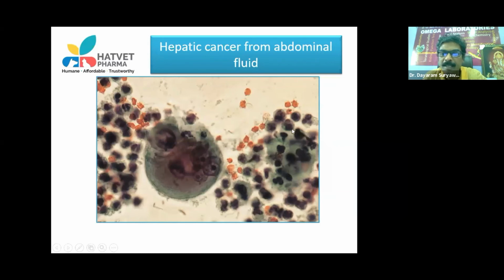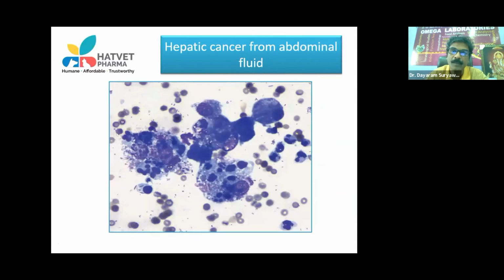No doubt, along with that, severe inflammatory reaction is present, because these cells get shed into the abdominal cavity and that may lead to severe inflammatory reaction there. So cytological examination alone will not be helpful. Along with that, we should go for USG, and whenever required, histopathology of the biopsies. Again, in the hepatic cancer from the abdominal fluid, you can see the neoplastic cells are present, and along with that, inflammatory reaction is present.